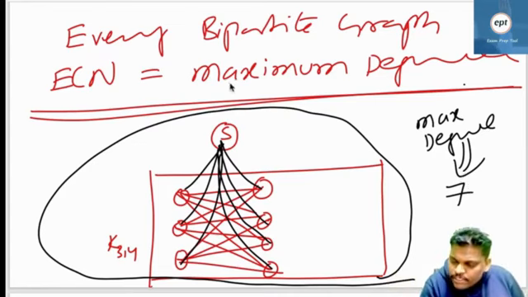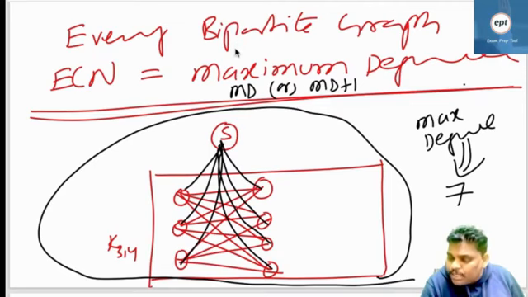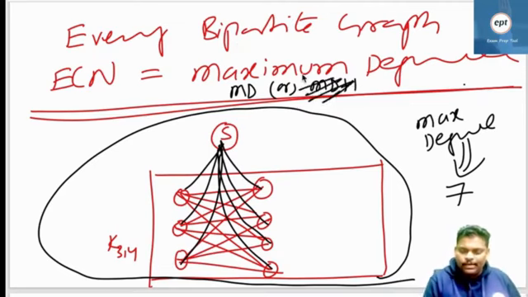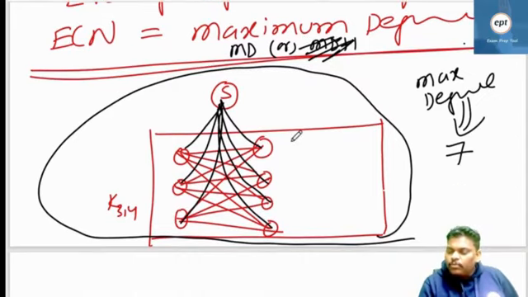So see, now also we are satisfied. Either MD or MD plus 1, but because of bipartite, MD only. Check. Right, next one. Can you come to this problem? Maximum degree is 7. Listen now, maximum degree is 7.